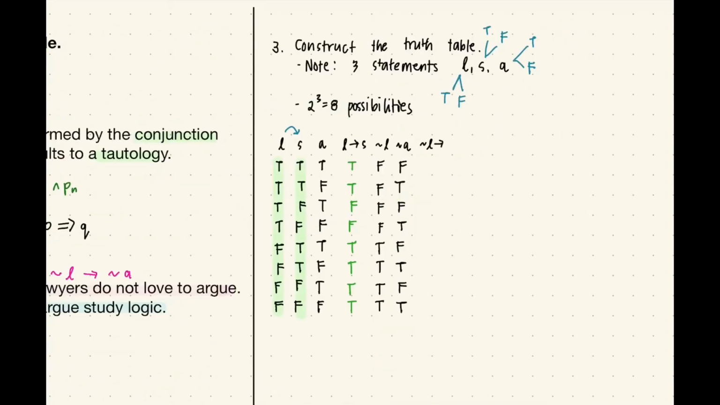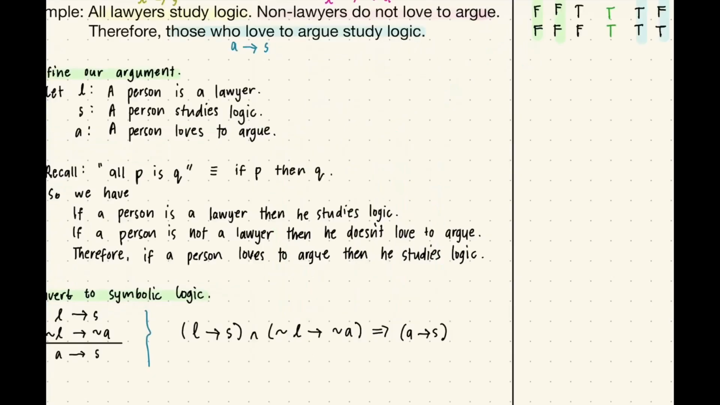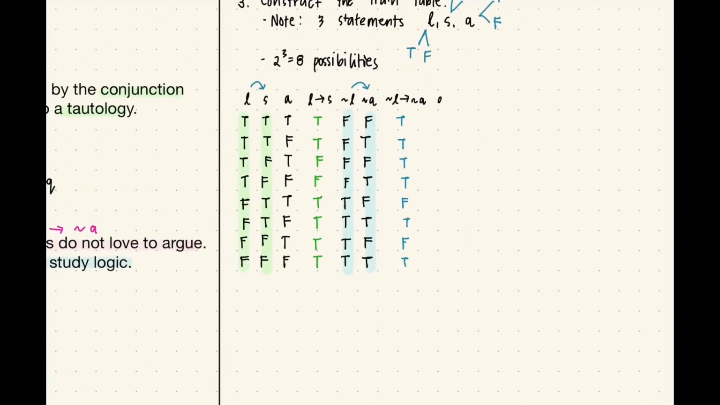Okay? And then we'll take if not L, then not A. Again, this is a conditional statement of the columns that are shaded in blue. Again, this will only be false when we have an if true, then false. Okay, so you see that? Okay. Next we have if A, then S.